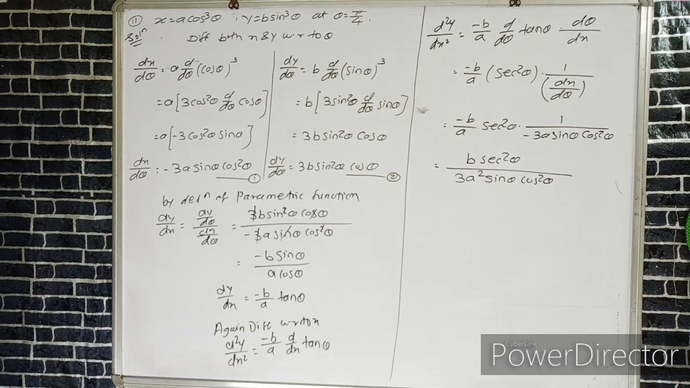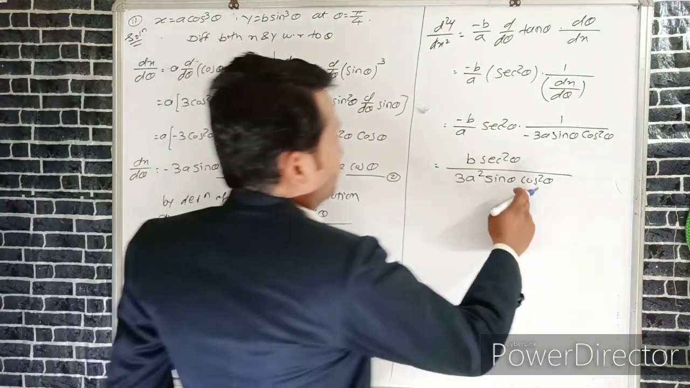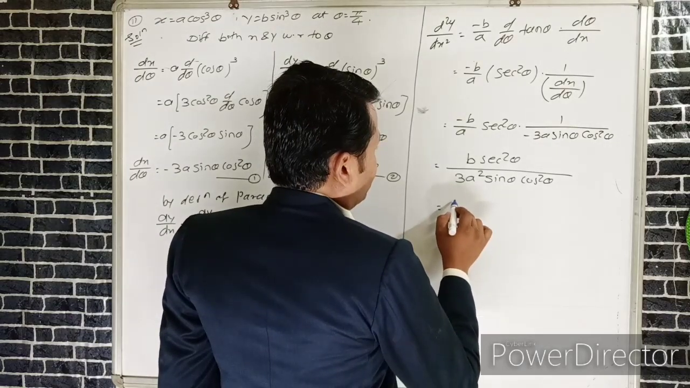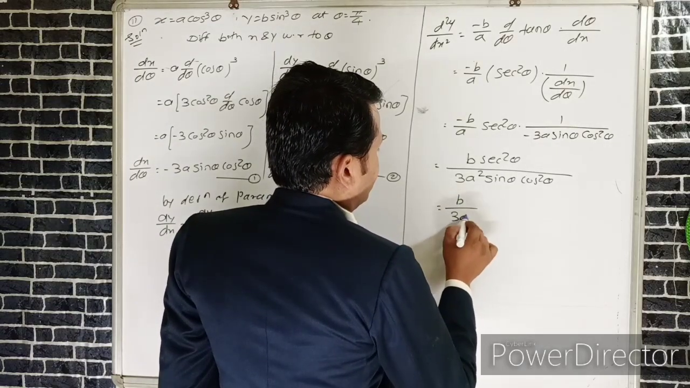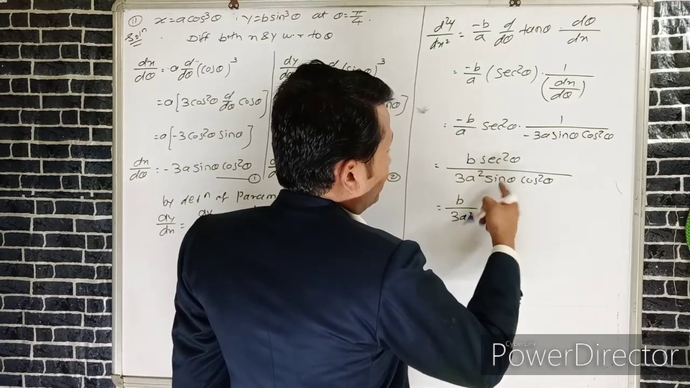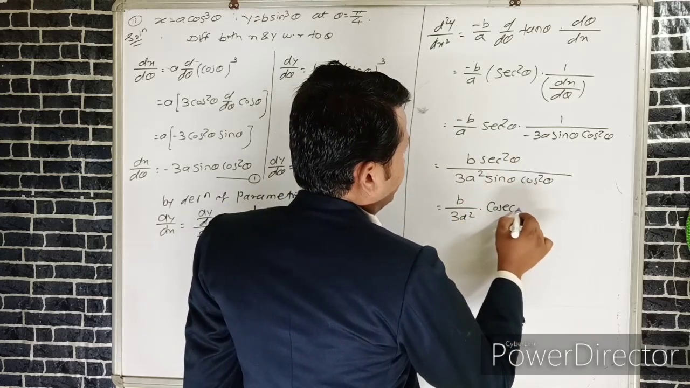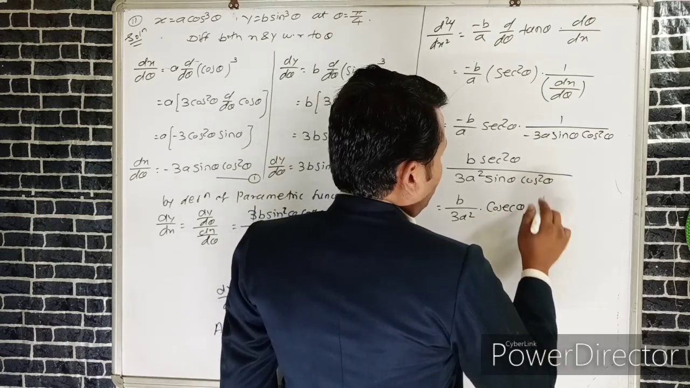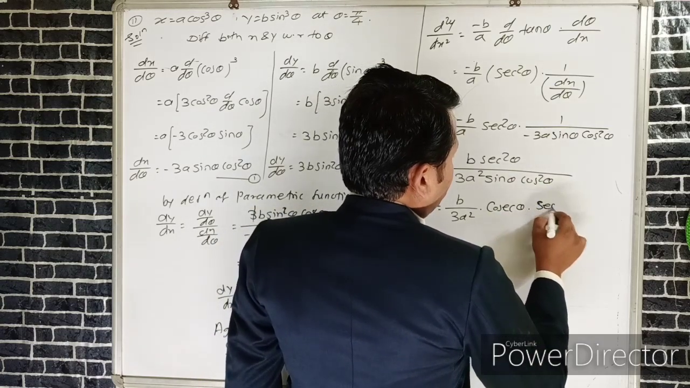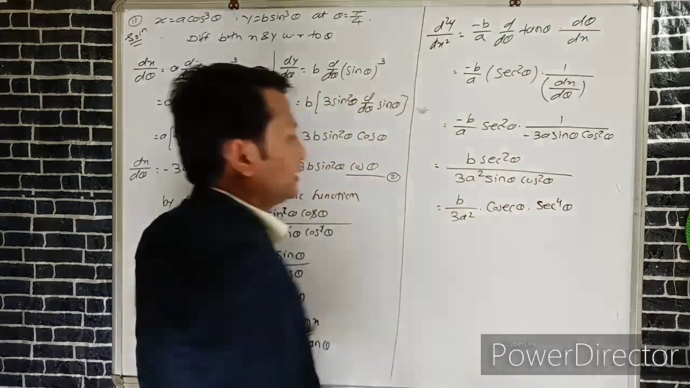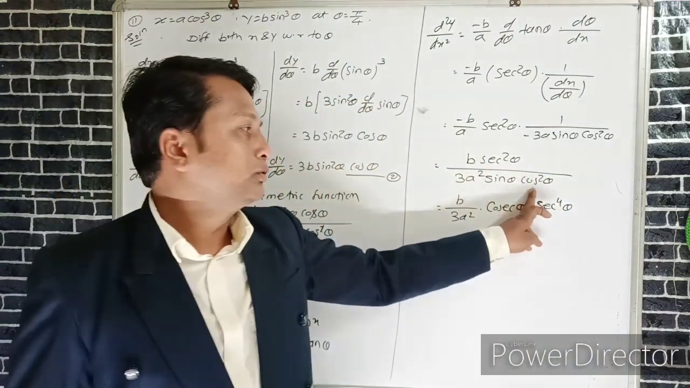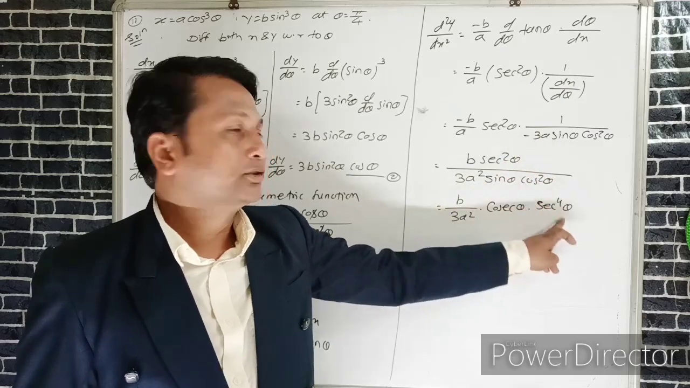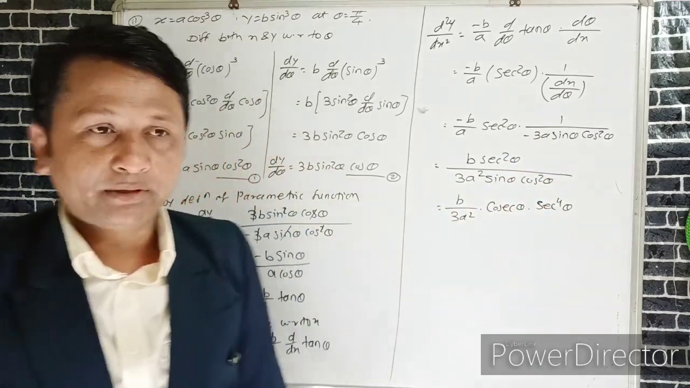Now 1 upon cos square theta is sec square theta. We can write b upon 3a square, 1 upon sin theta is cosec theta, into sec raised to the power 4 theta. If we transfer this, 1 upon cos square theta is sec square theta, sec square theta into sec square theta, which is sec raised to the power 4 theta.